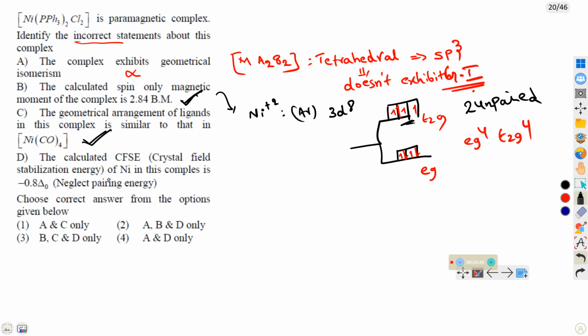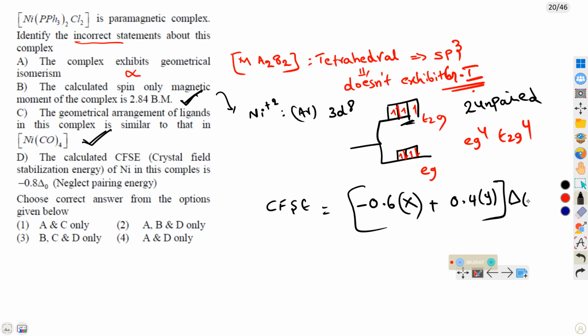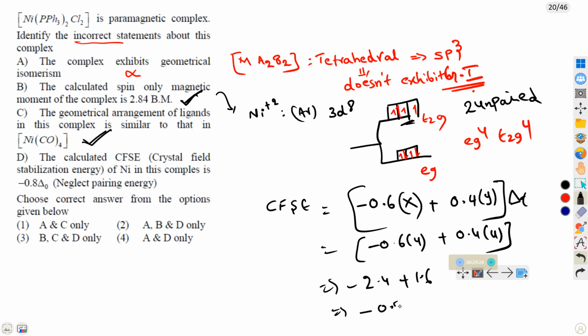The calculated crystal field splitting energy of nickel. Okay, calculate crystal field splitting energy, which is equal to minus 0.6 into x plus 0.4 into y, delta t. 4 electrons, 4 electrons. Simplify. Minus 0.6 into 4 plus 0.4 into 4. Minus 2.4 plus 1.6. Difference minus 0.8 delta t, because it is a tetrahedral complex, but here delta O is given, octahedral complex is given. That's the reason this statement is also incorrect. A, D statements incorrect.